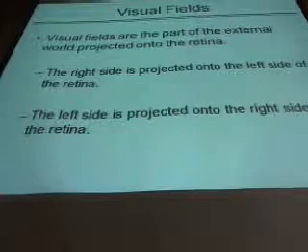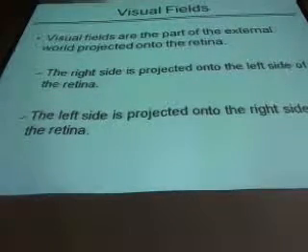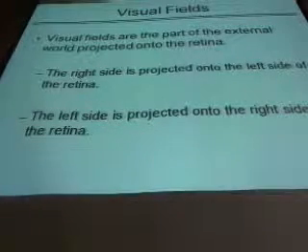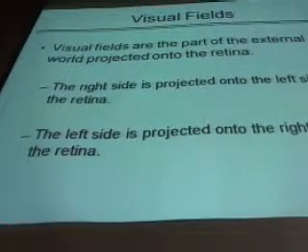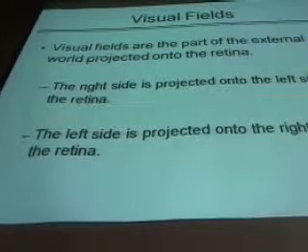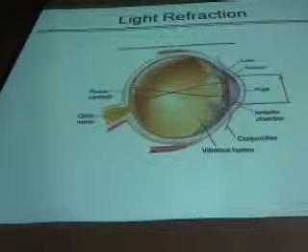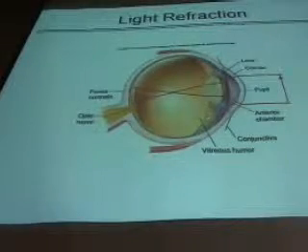Visual fields. Your eyes split into visual fields. Each eye has two visual fields. And it's projected onto the retina. The right side is projected onto the left side of the retina. The left side is projected onto the right side of the retina. You can see where they cross over. That happens with your visual fields.